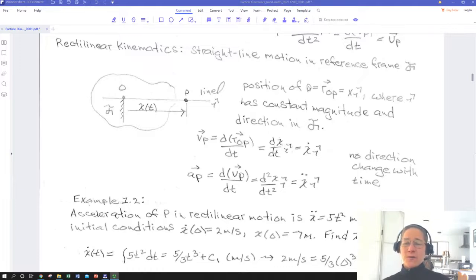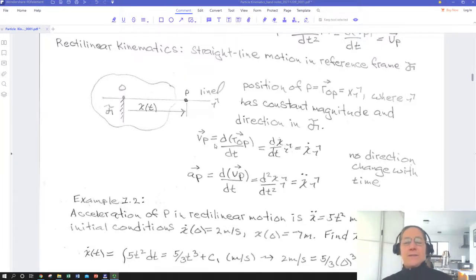Just to make sure, we're going to step through what we're going to do. We're defining position. ROP, just like we did in the general case, is x in the I hat direction. I hat's not going anywhere. It has constant magnitude and direction in the F reference frame. It's invariant in that reference frame.